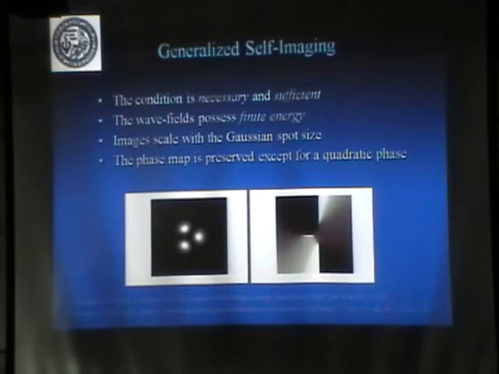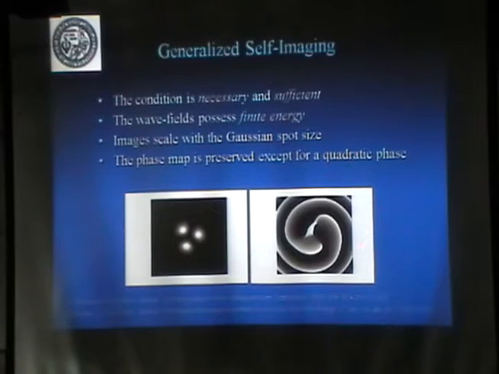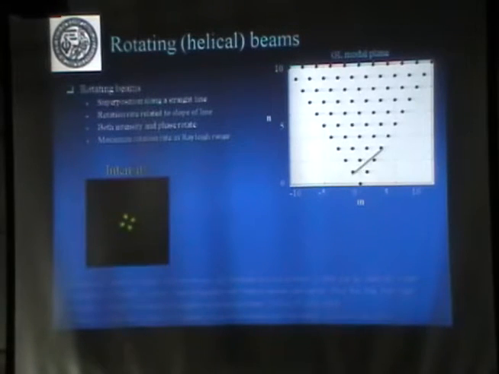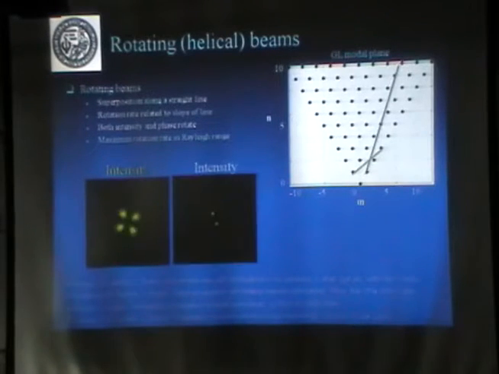Okay, here I have a different one. Also, the phase map is self-reproduced, except for the quadratic phase. So as this rotates, the phase looks the same times a quadratic phase. Now, this continuously rotating thing is also a special case. Those cases are when you have all the modes on one line. So if you have only one line, you get beams that rotate like this. You take a different line and you get beams like that.